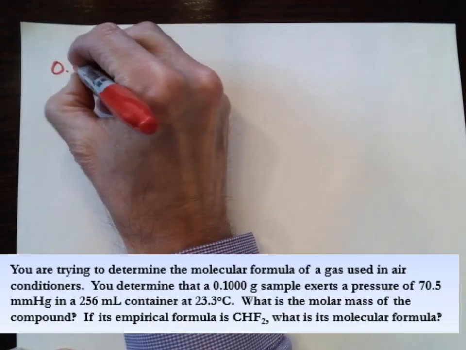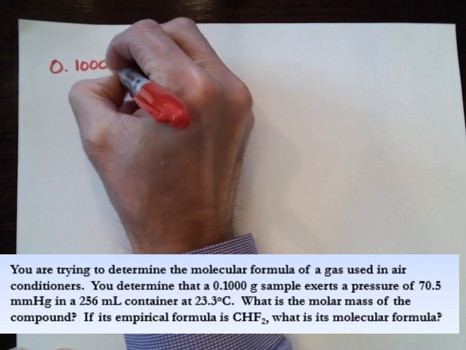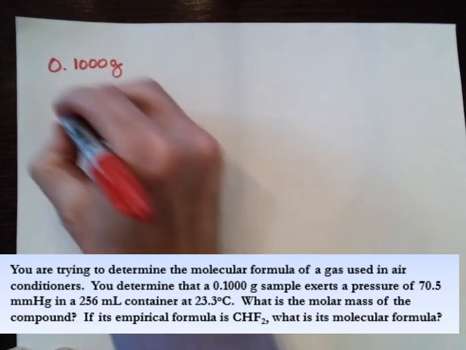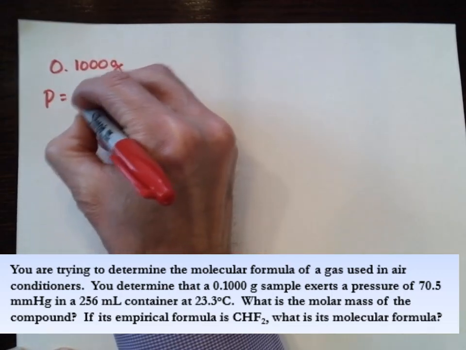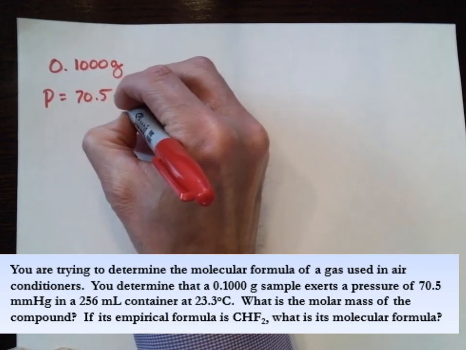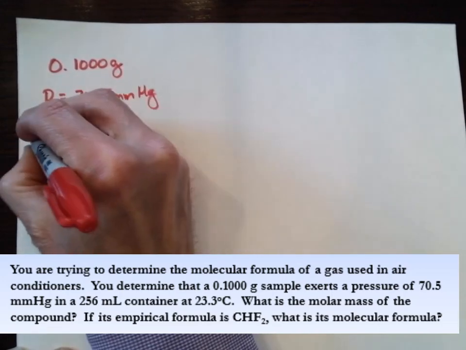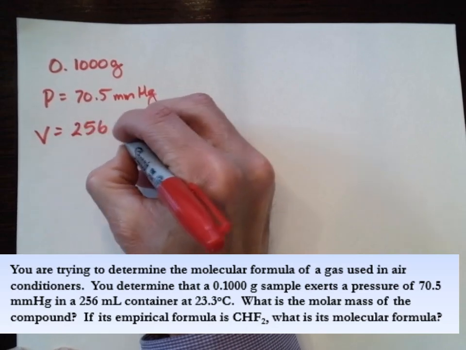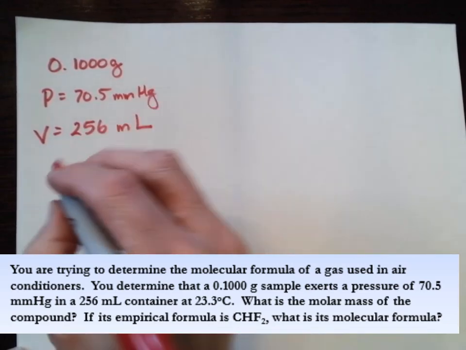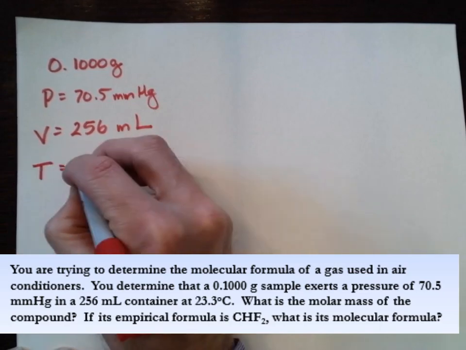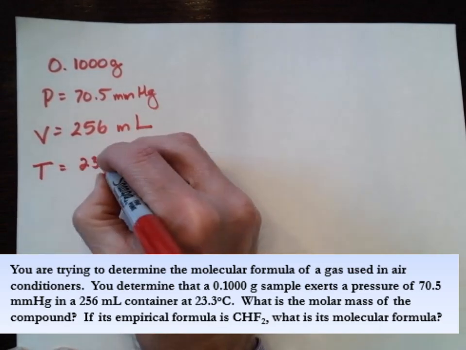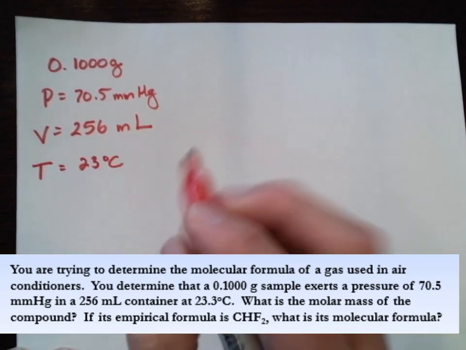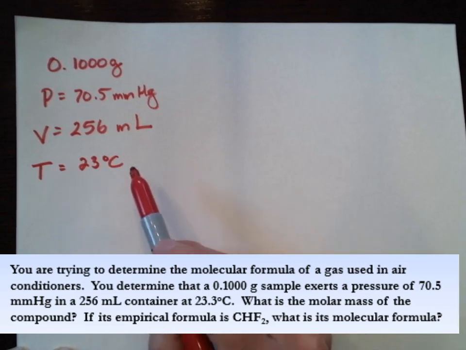All right, we are given a sample of a gas that has a mass of 0.100 grams. We're given its pressure, which is 70.5 millimeters of mercury. We're given its volume, because it's contained in a 256 milliliter flask. We're given its temperature at 23 degrees Celsius. We're asked to find the molar mass of the gas.